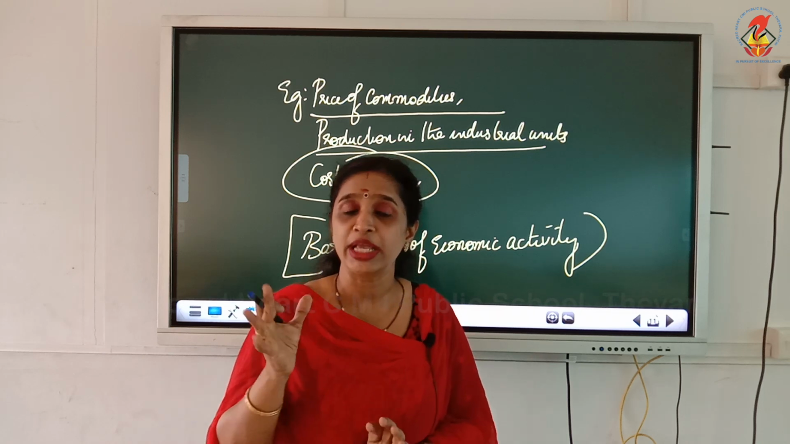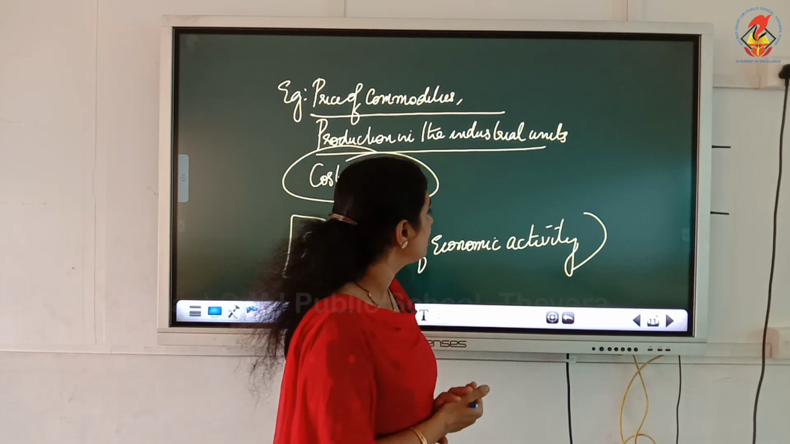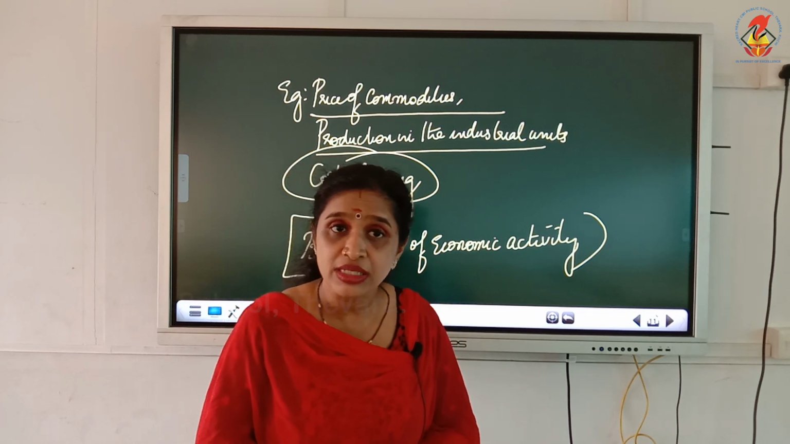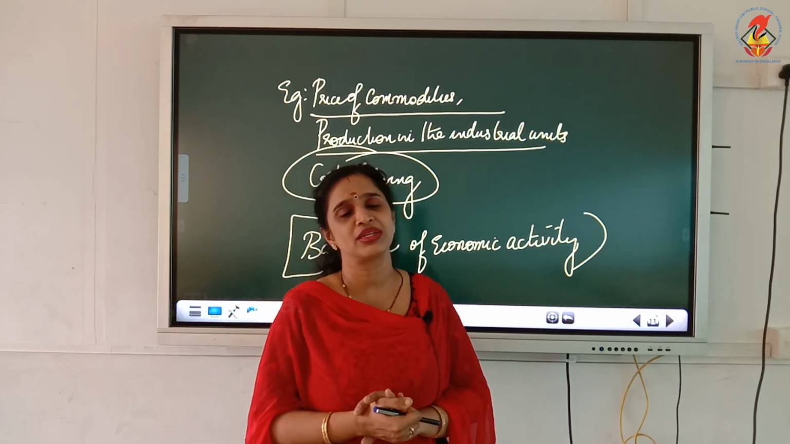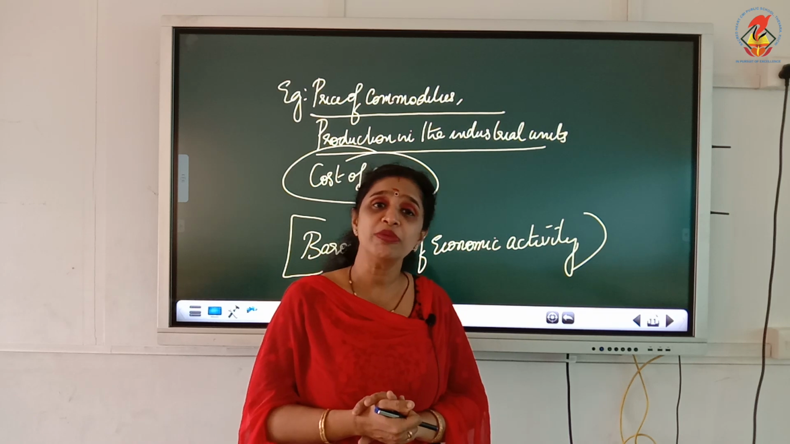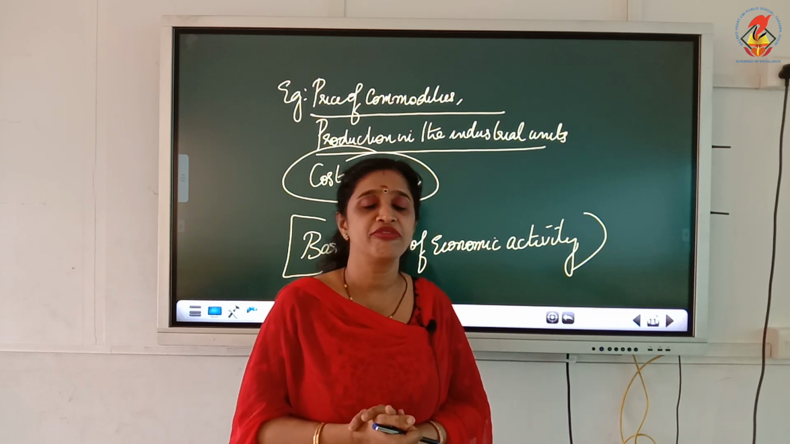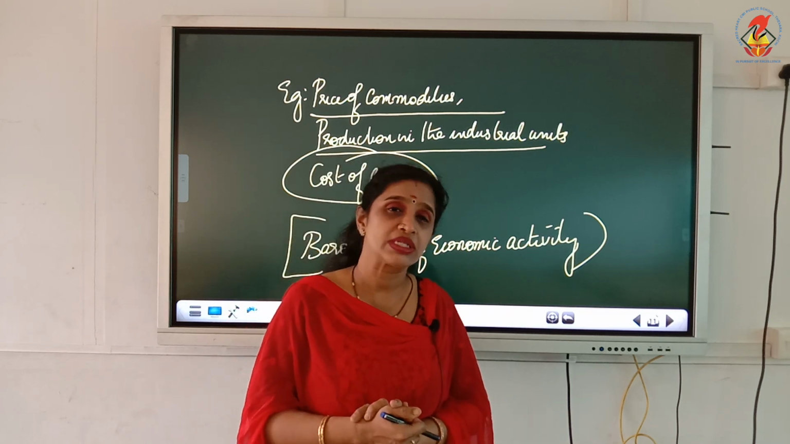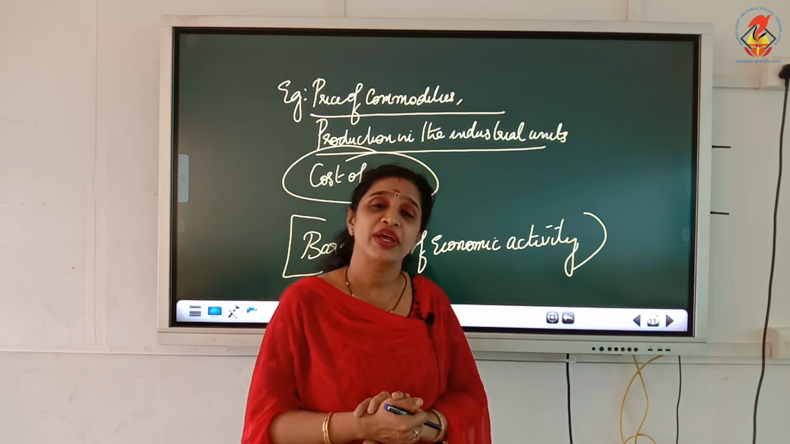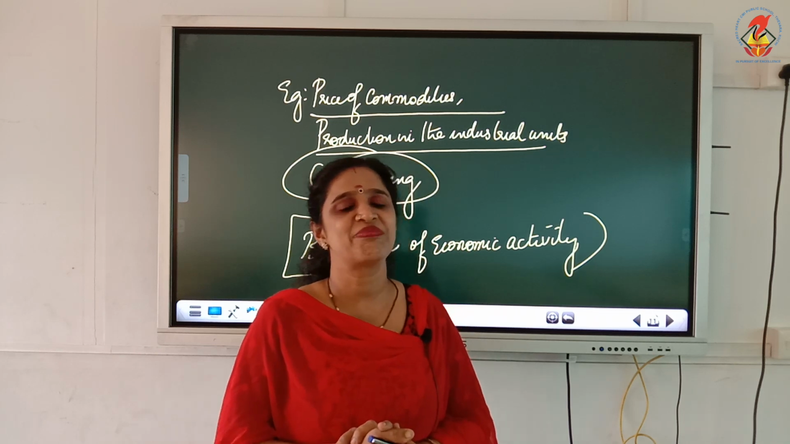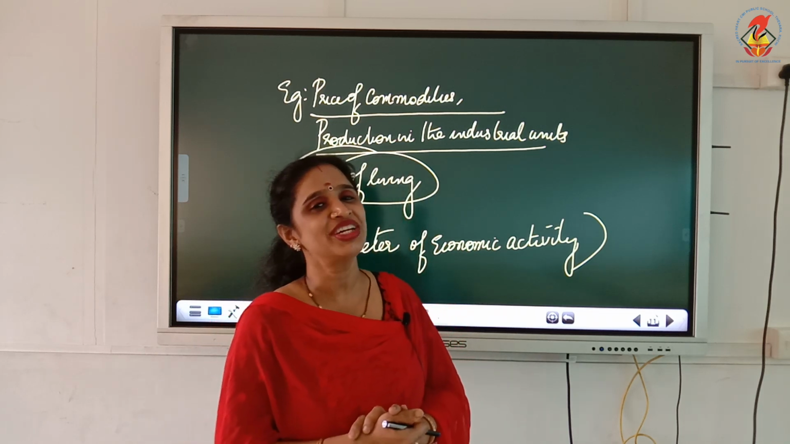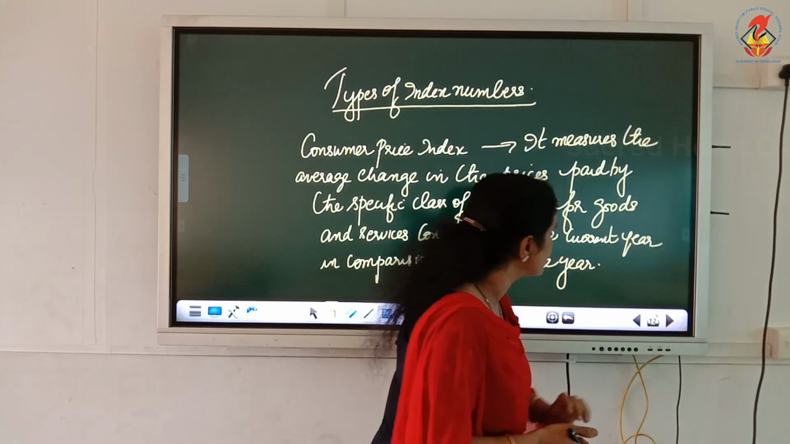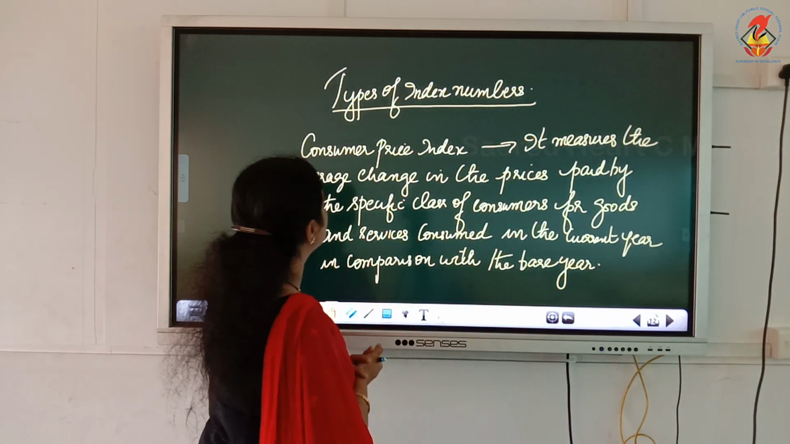Now there are different types of index numbers, and mainly we will be concentrating on 2 types of index numbers. They are wholesale price index number and consumer price index number. Now, consumer price index number is very important from your examination point of view and as far as this chapter is concerned, because consumer price index number mainly studies the cost of living of the consumers. Okay, cost of living, how far it has increased. That is what consumer price index says.